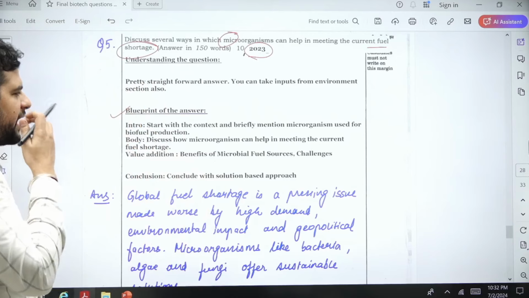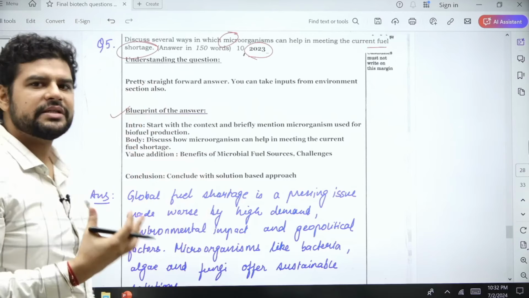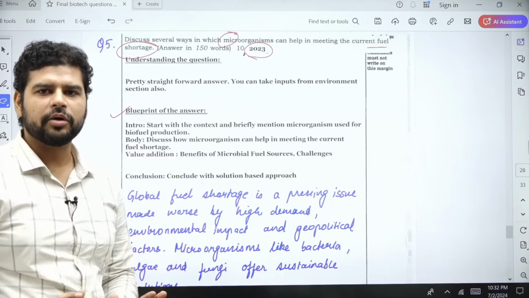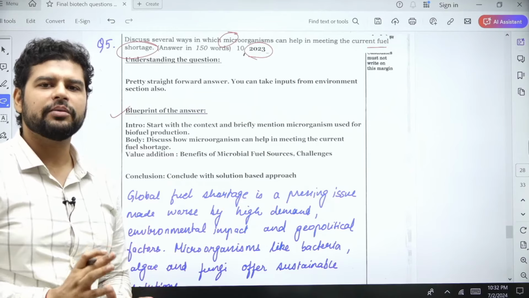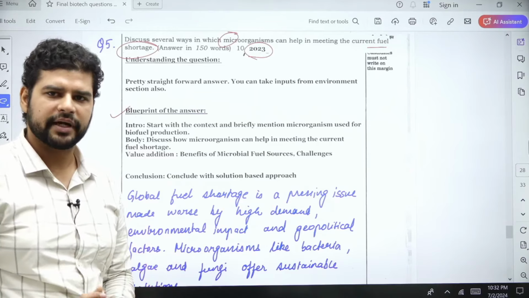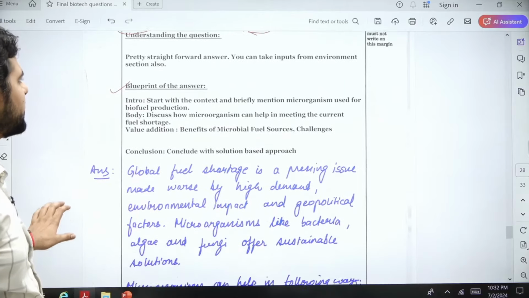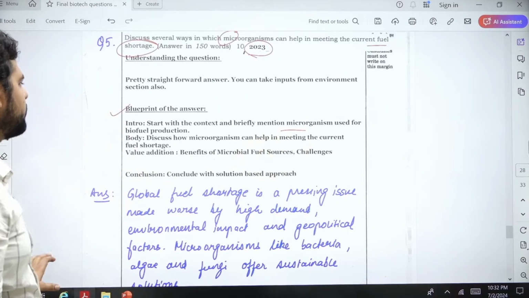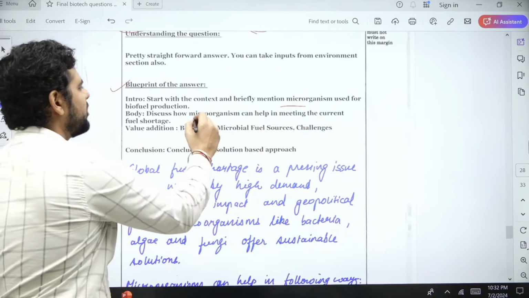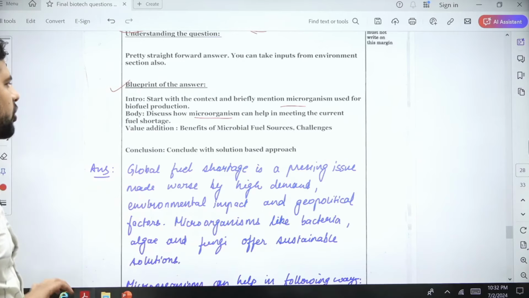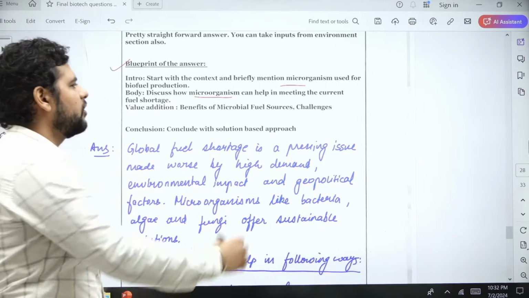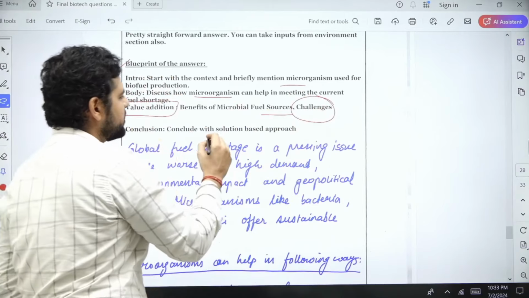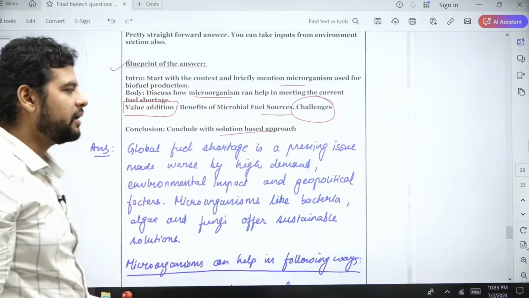Let's say you start with the context. Again, you will see that most of the times I try to avoid the definition. Although it's not a wrong approach, you should do it if you're not able to think about anything else, right? Start with the context. Briefly mention microorganisms which are used for biofuel production. Discuss how microorganisms can help in meeting the current shortages. And the last one is, of course, benefits and challenges. Sorry, this is a value addition. Conclusion should have a solution based approach, right?